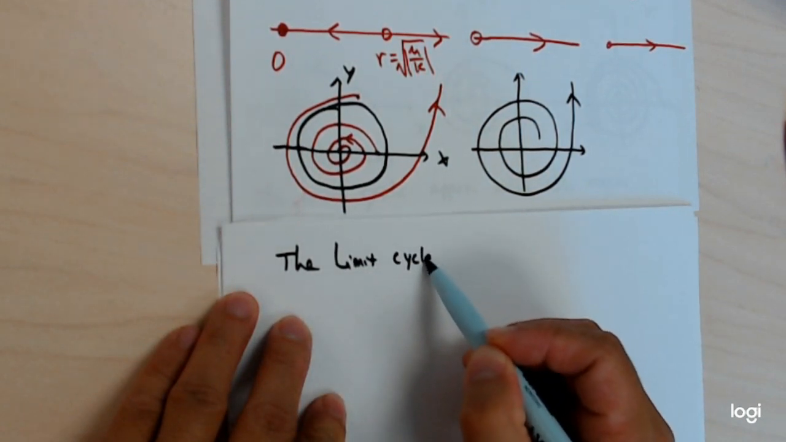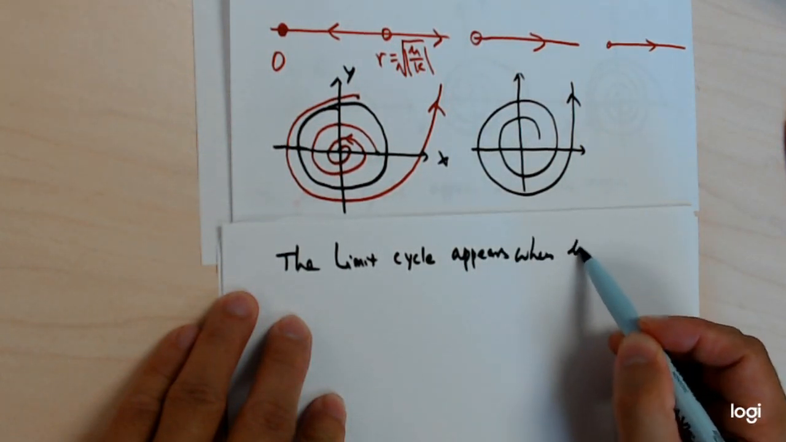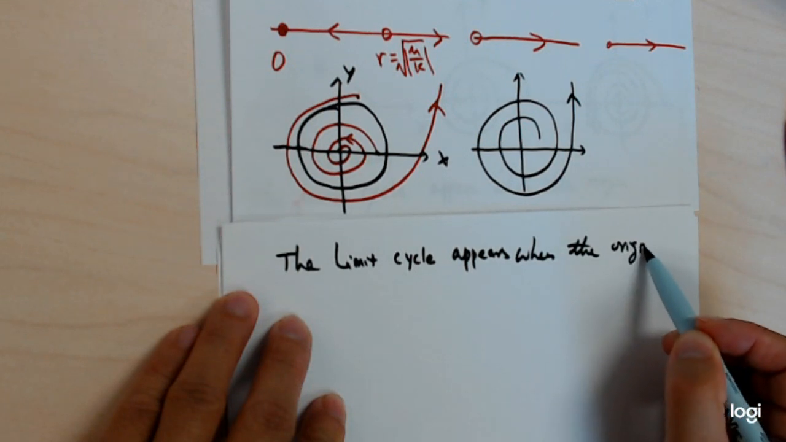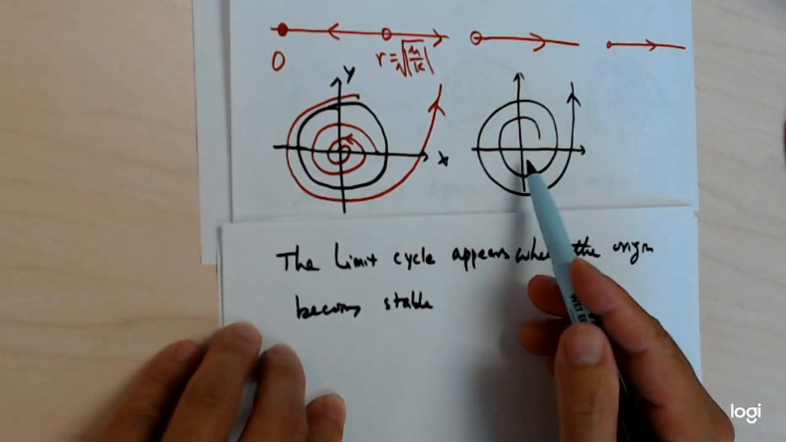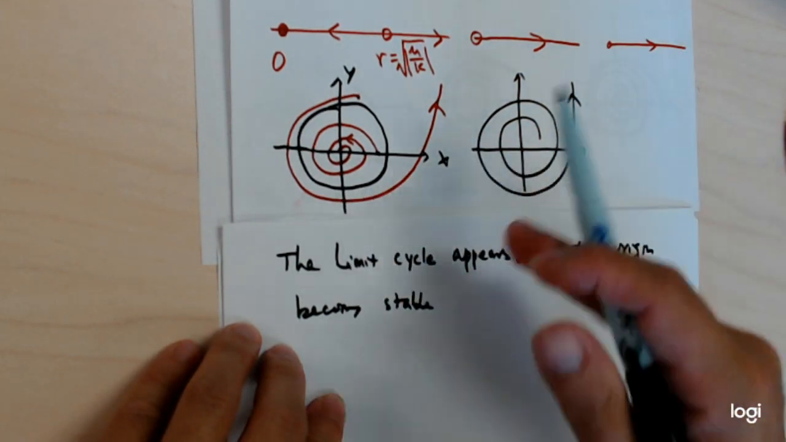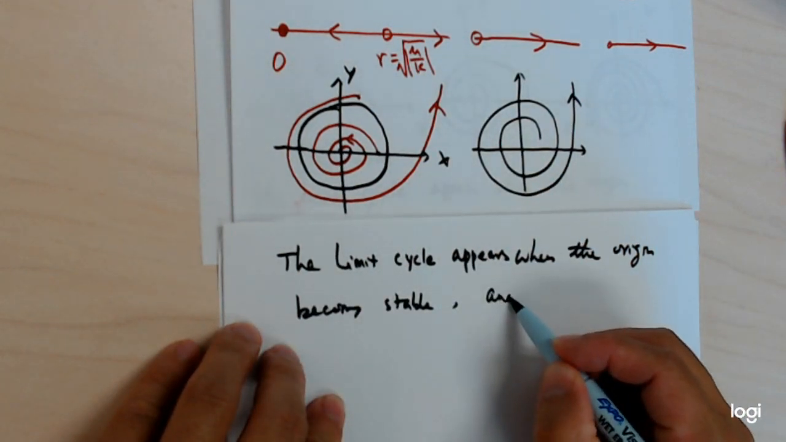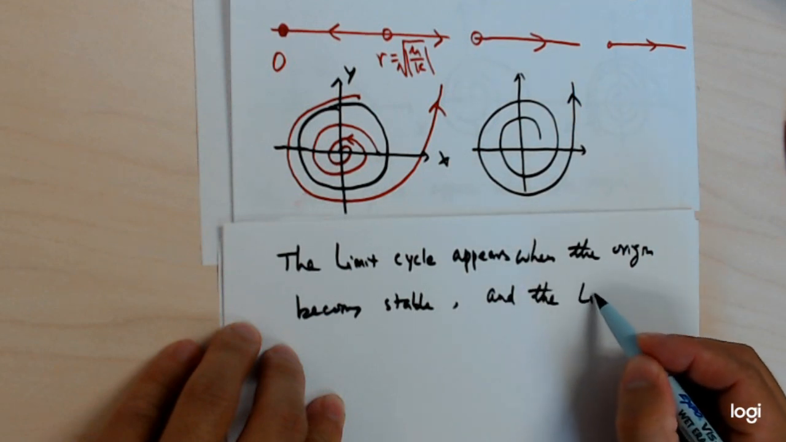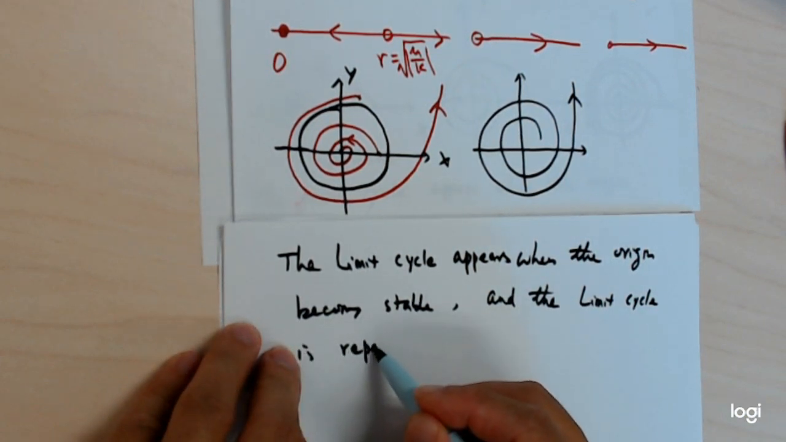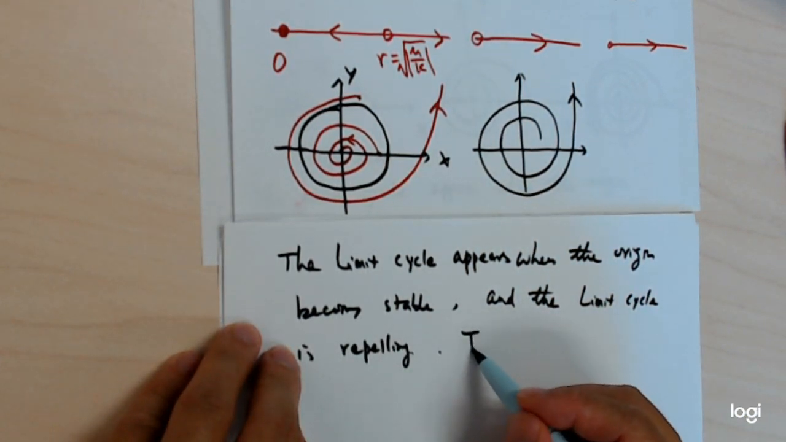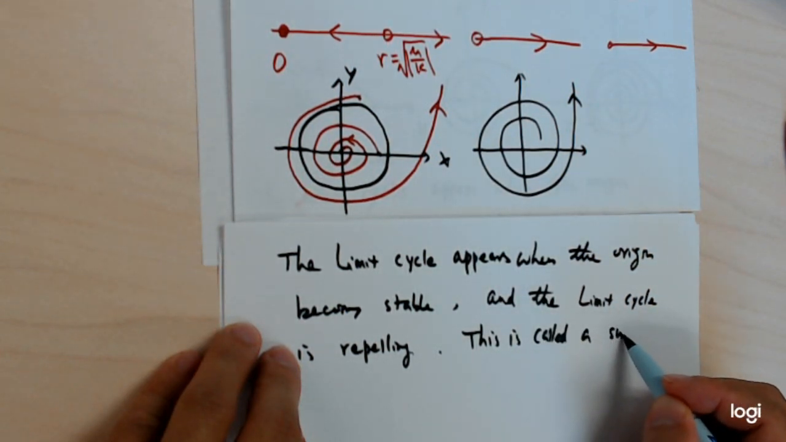The limit cycle appears when the origin becomes stable. Right? Unstable, stable. You just have to look the other way around. Okay, unstable, stable. And the limit cycle is repelling. This is called a subcritical.